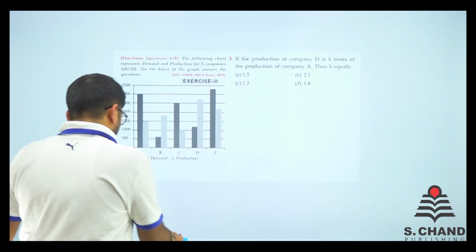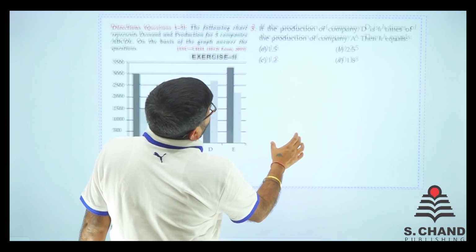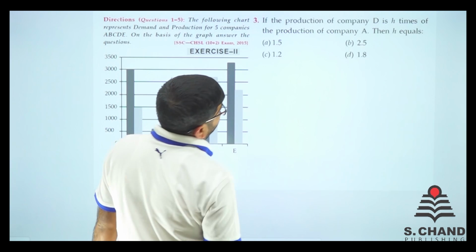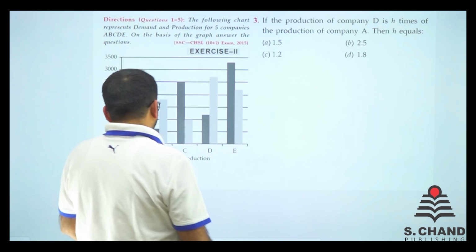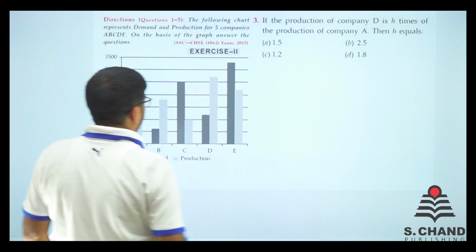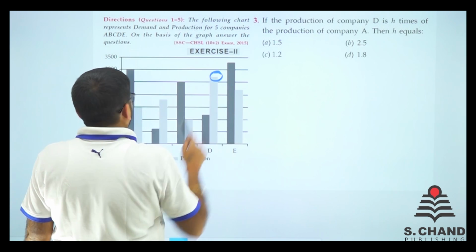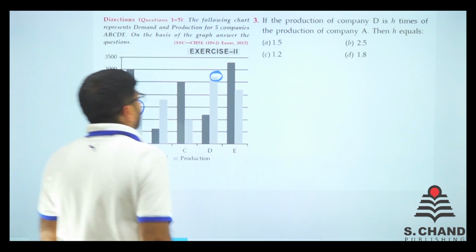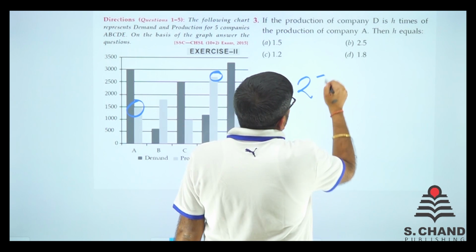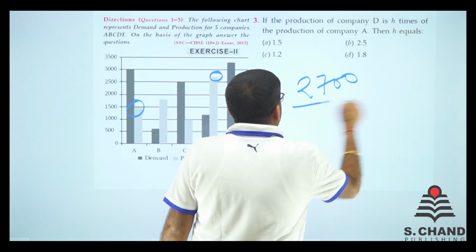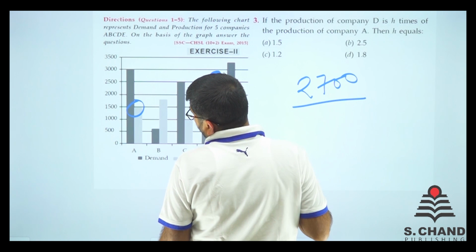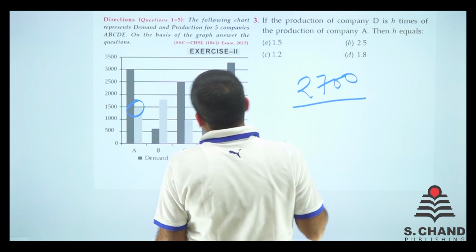Here we go. The production of company D is H times the production of company A. Production of D, production of A. So production of D is 2700, and it is the ratio of 1500.